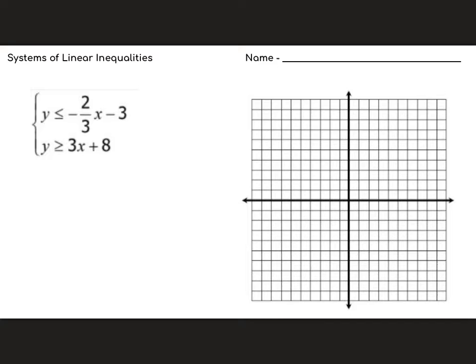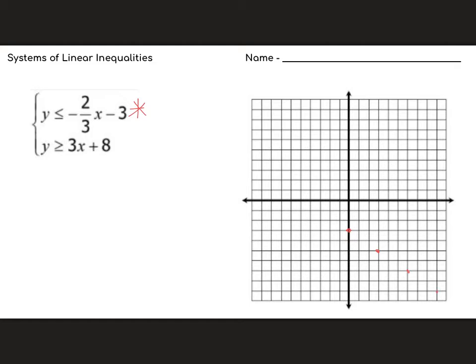It's done just like graphing normal linear inequalities. You're just going to do two. So first I have y is less than or equal to negative 2/3 x minus 3. Notice both of these are in slope-intercept form. So there is my y-intercept. My slope is negative 2/3. So I'm going to fill up the graph.